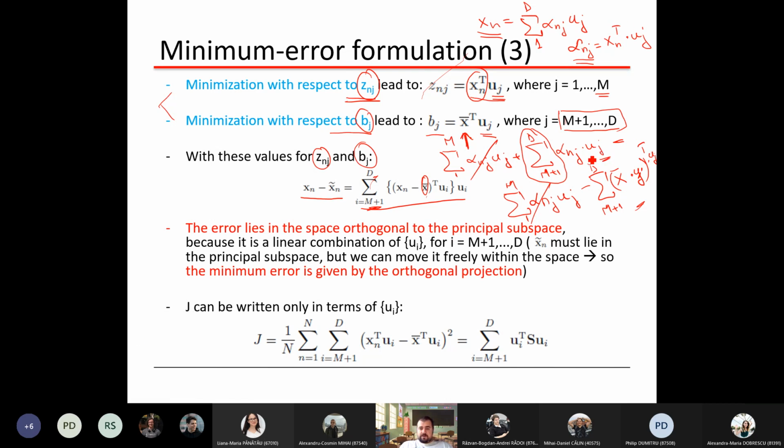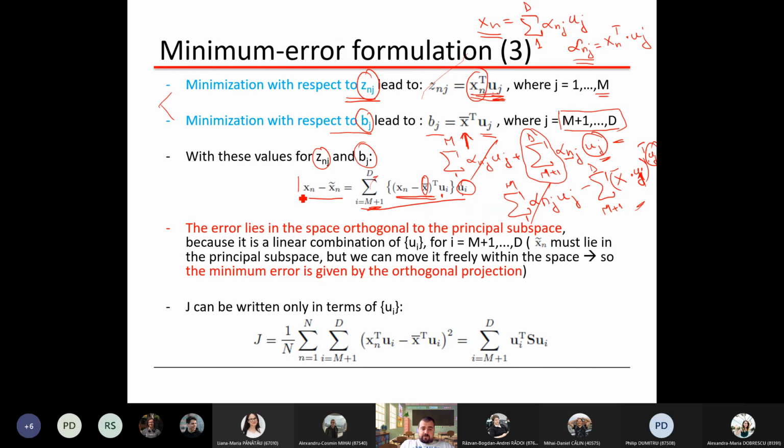So it will be the difference between alpha_nj and this product, x mean multiplied with u_j. So it will be xn minus the mean multiplied with u_i multiplied with u_i. Okay, so this term is this term, and alpha_nj equals this, so xn transposed multiplied with u. The mean multiplied with u again is transposed, and therefore we have this equation: xn minus the mean transposed multiplied with u_i, this part, multiplied with u_i again.